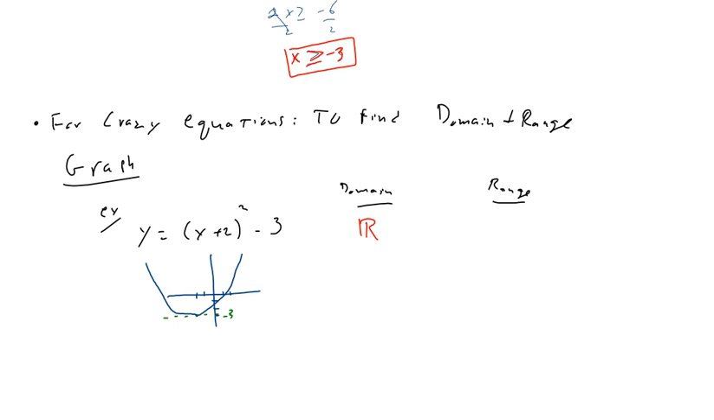So my range, you see it's going to be negative 3 here. It's all the numbers above negative 3, right? And we talked about how to write that, right? We would say y is greater than or equal to negative 3, or we can say negative 3 comma infinity, right?